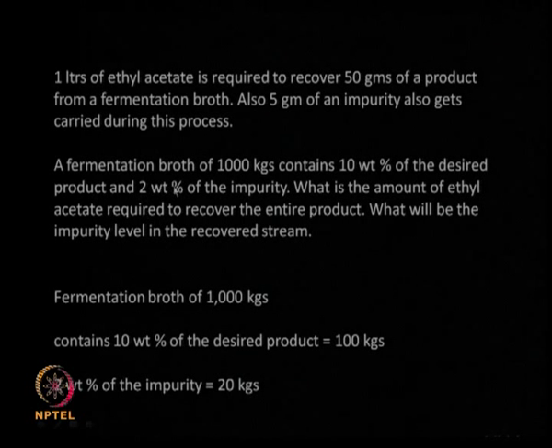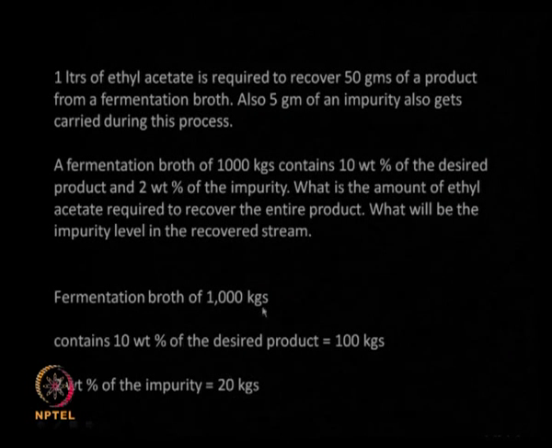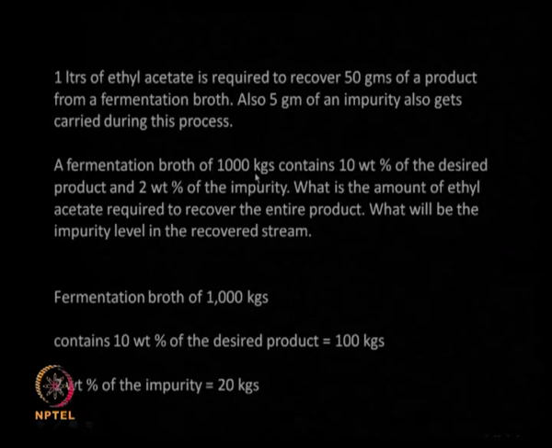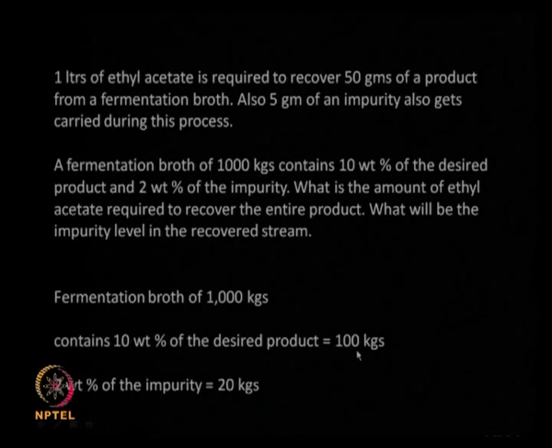Now 2 weight% impurity, that means I have 20 kg of impurity. So this fermentation broth, 1000 kg, contains 100 kg desired product and 20 kg impurity. Now I need to find out how much ethyl acetate I require to recover all the 100 kg. This is given in the first line, right: 1 liter of ethyl acetate is required to recover 50 grams of product. So for 100 kg of product to be recovered, how much ethyl acetate do I need?